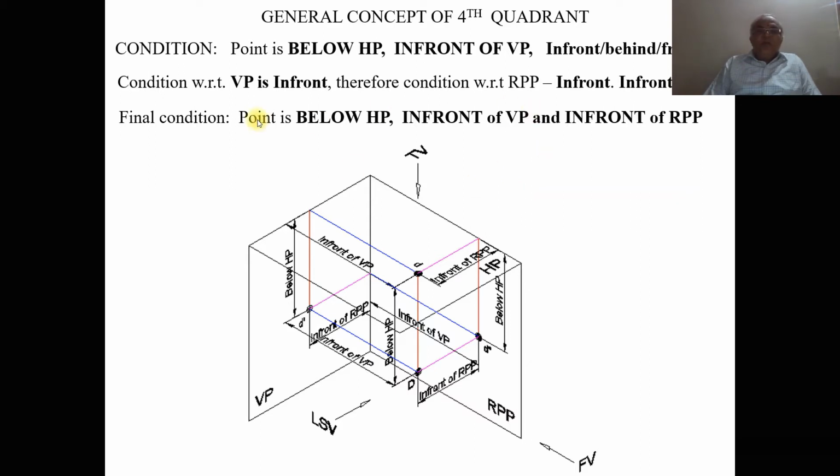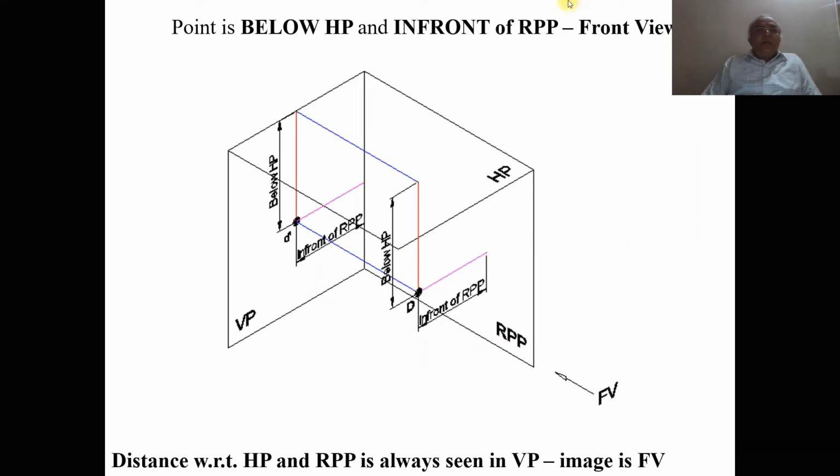Now we will cut it here on this side and rotate HP down and RPP to the right side. See what happens. When you do that, the point is below HP and in front of RPP when you look from the front view. So now we are going to take them up individually, starting with below HP and in front of RPP in the front view.